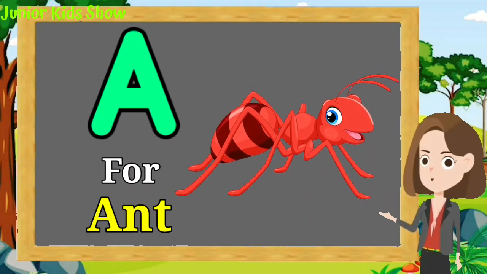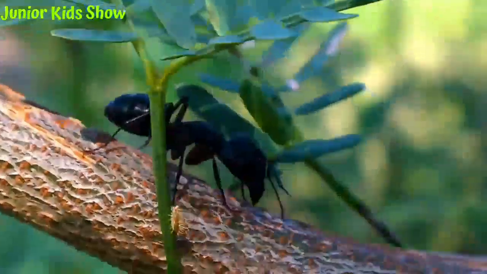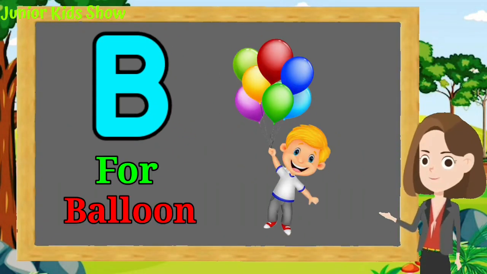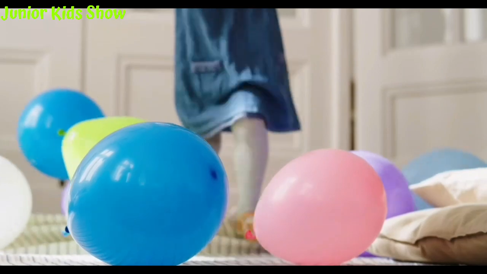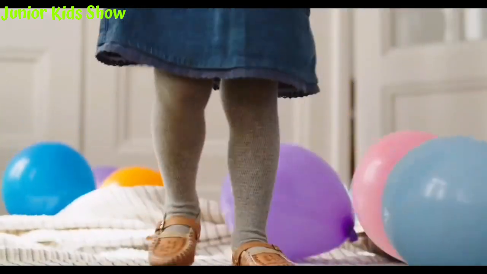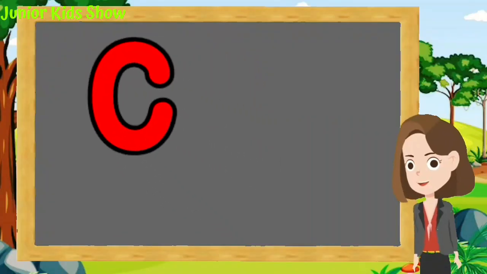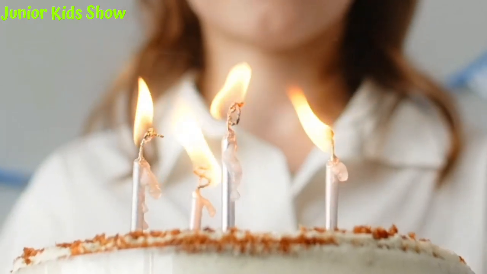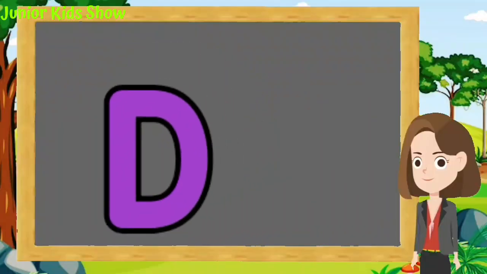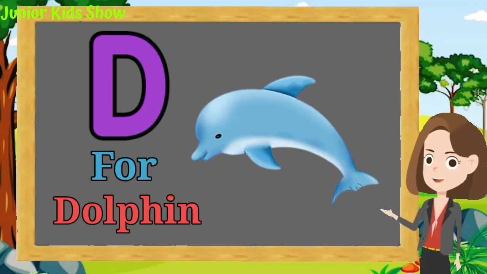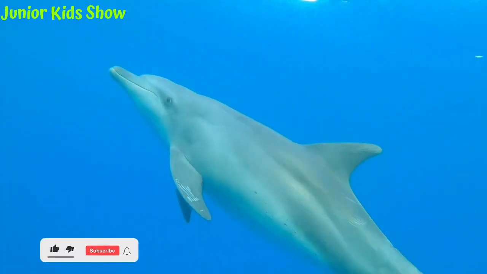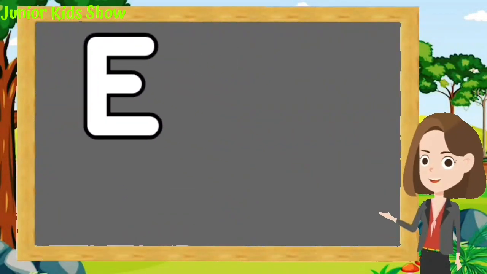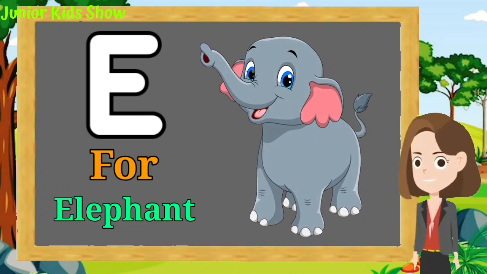A for ant. B for balloon. C for candle. D for dolphin. E for elephant.